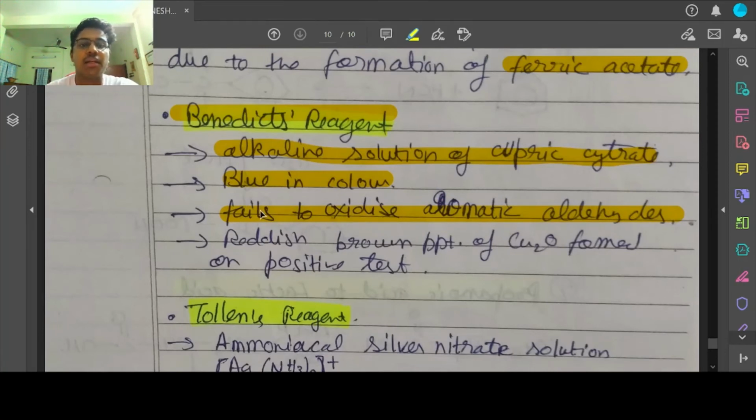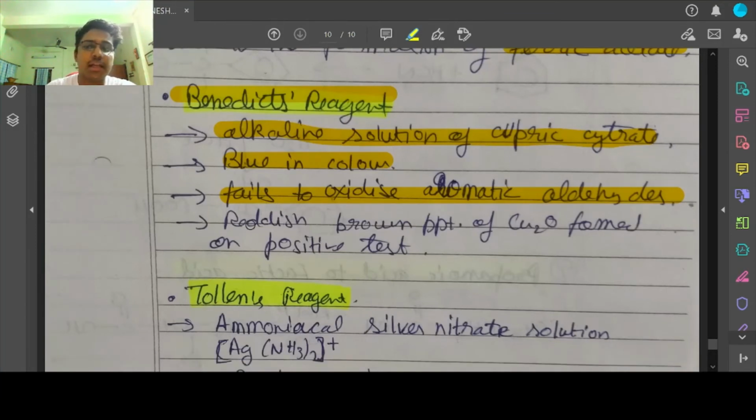So I hope this is clear. Benedict's reagent is an alkaline solution of cupric citrate. It is blue in color. It fails to oxidize aromatic aldehydes, but it can oxidize aliphatic aldehydes. A reddish brown precipitate of Cu2O is formed on a positive test.